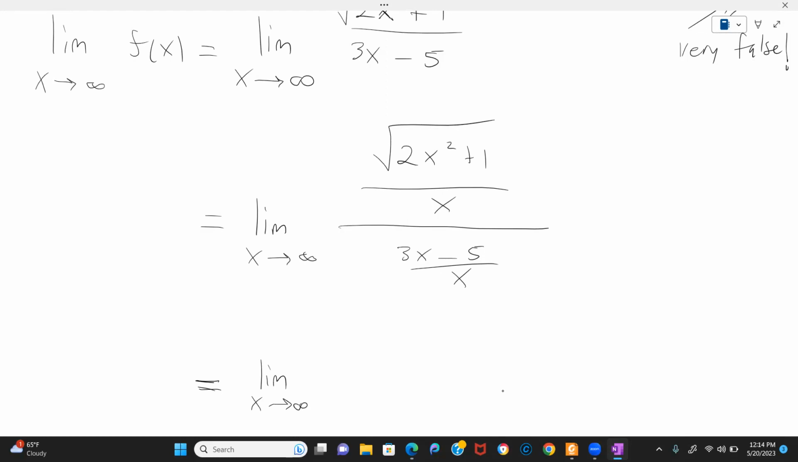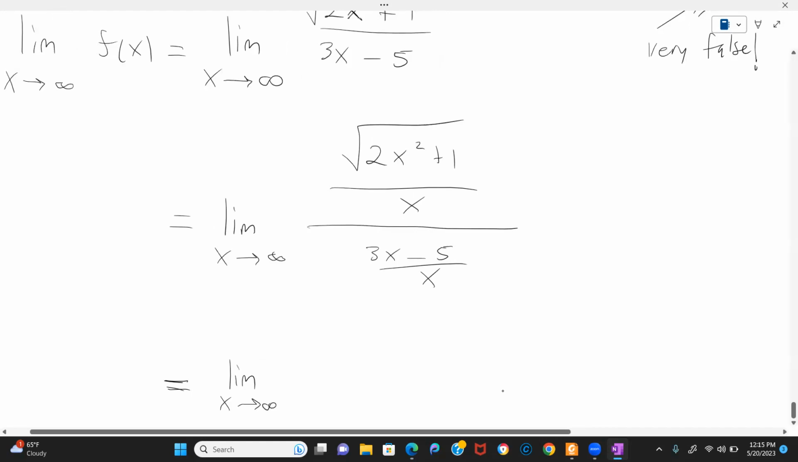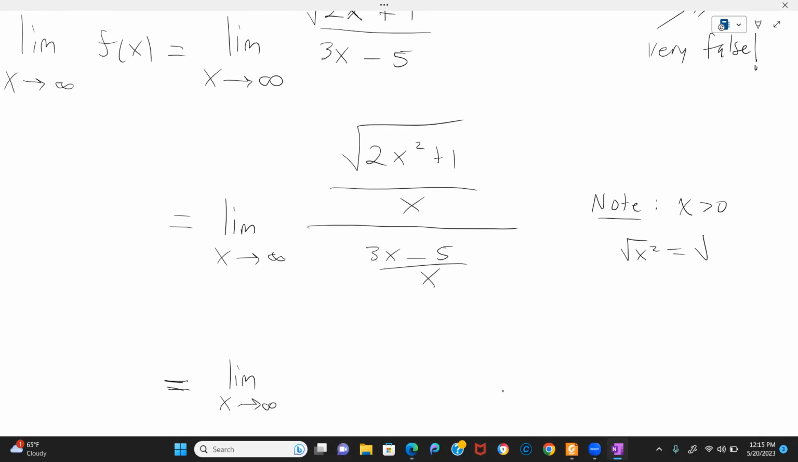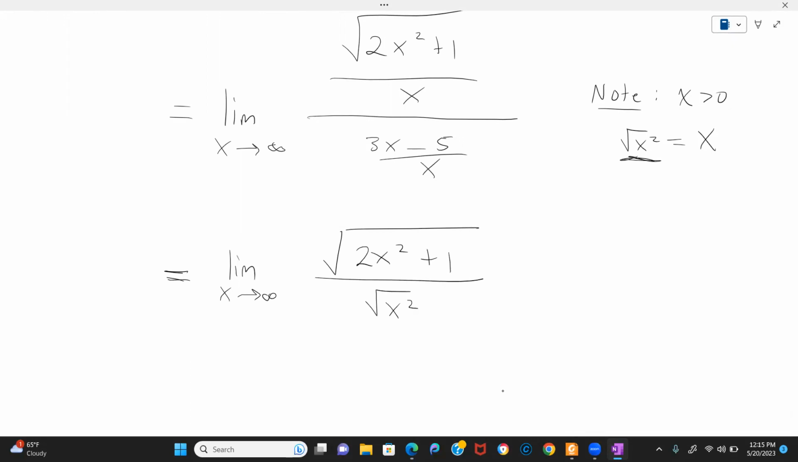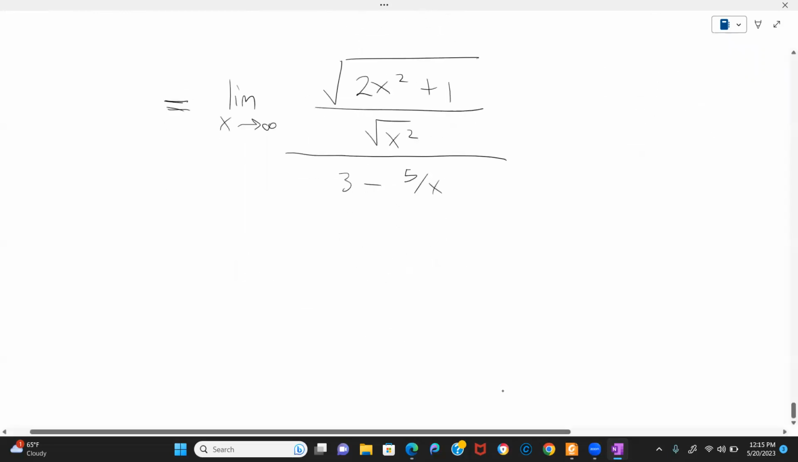Now note on the side, because x is positive, you can say that the square root of x squared is equal to just x, right? So this x right here can be replaced by this square root of x squared, and that's good because then I can simplify things a bit. So I'm going to have 2x squared plus 1 divided by the square root of x squared, and that's all over, now I'm just going to divide the x in the denominator, so I'm going to get 3 minus 5 over x. Now I have a square root in this numerator and a square root in this denominator, so I can take the square root of the whole fraction.